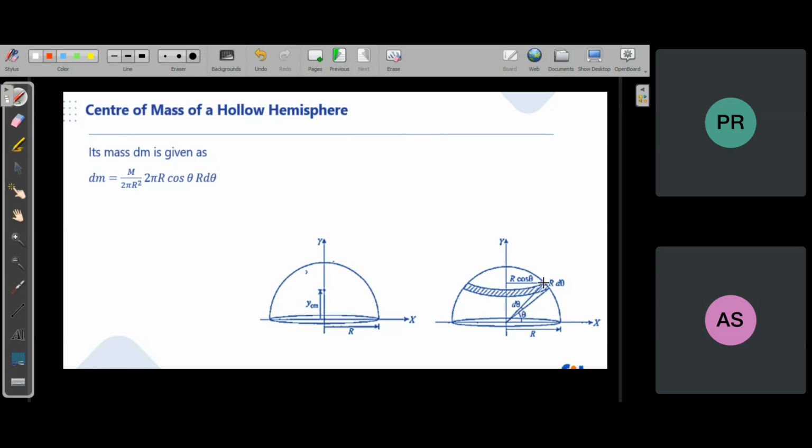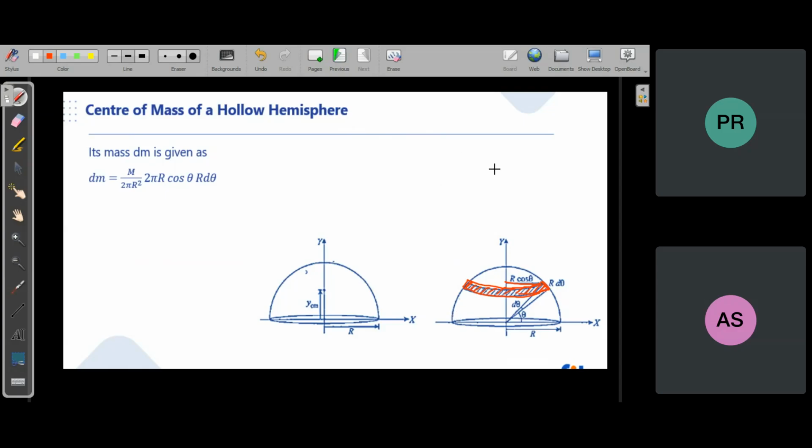Here you can see in case of a spherical shell, on the surface they have taken a strip of width r d theta. This width is r d theta. So you can imagine a strip on the surface of the sphere whose radius is r cos theta here and width of that strip is r d theta.